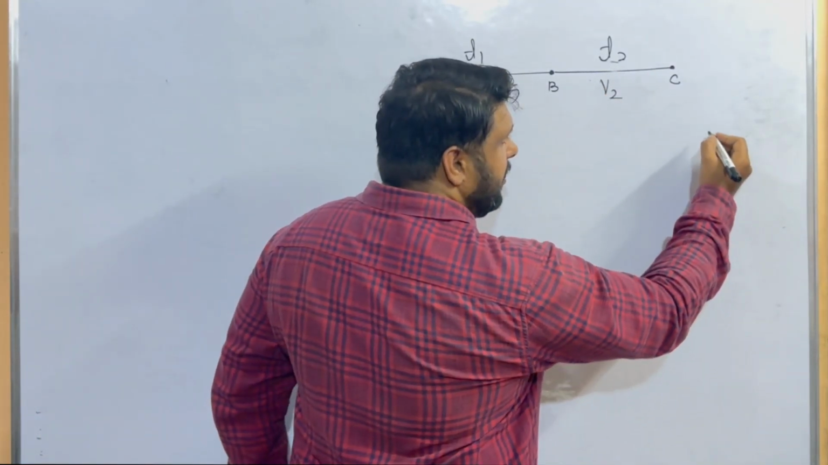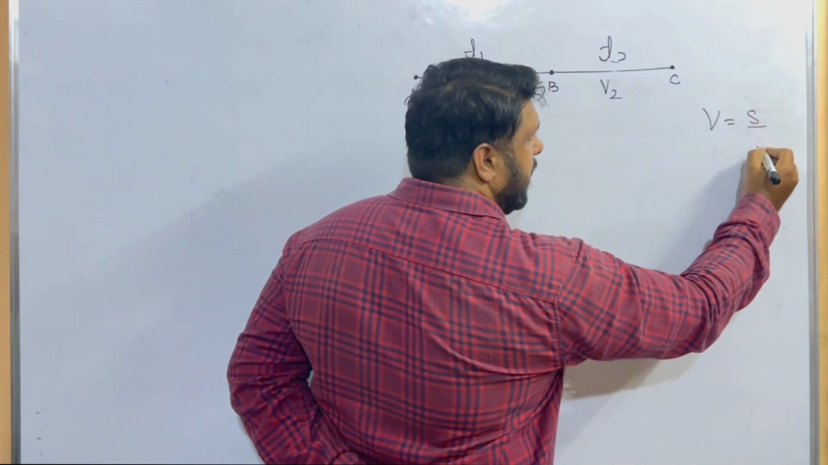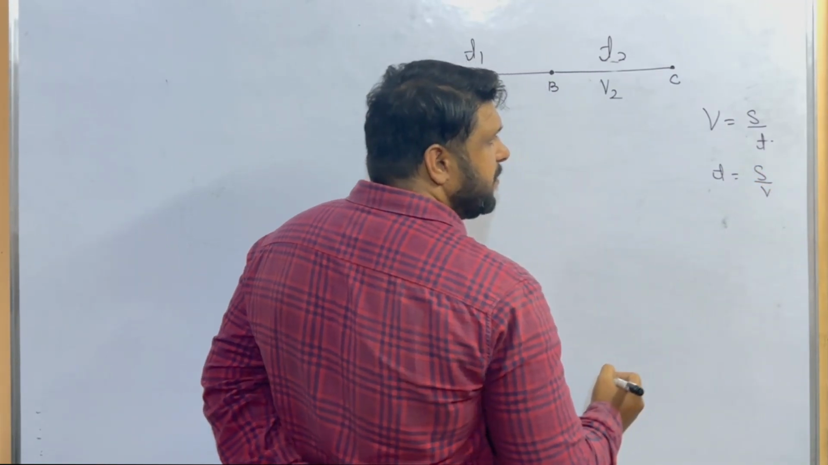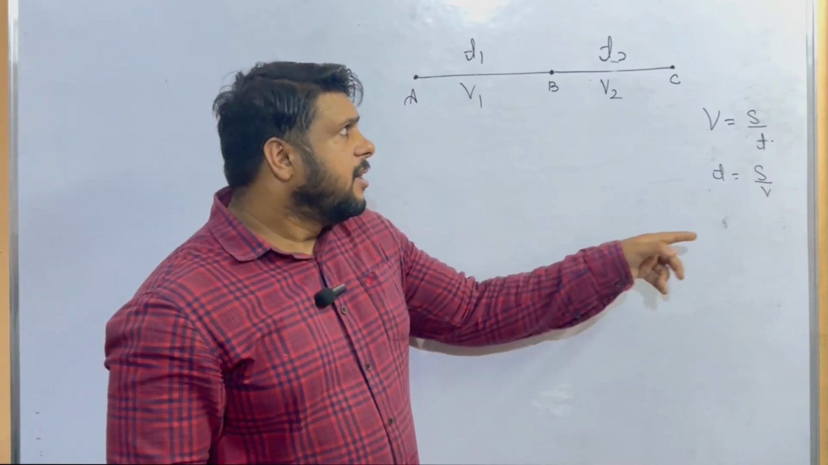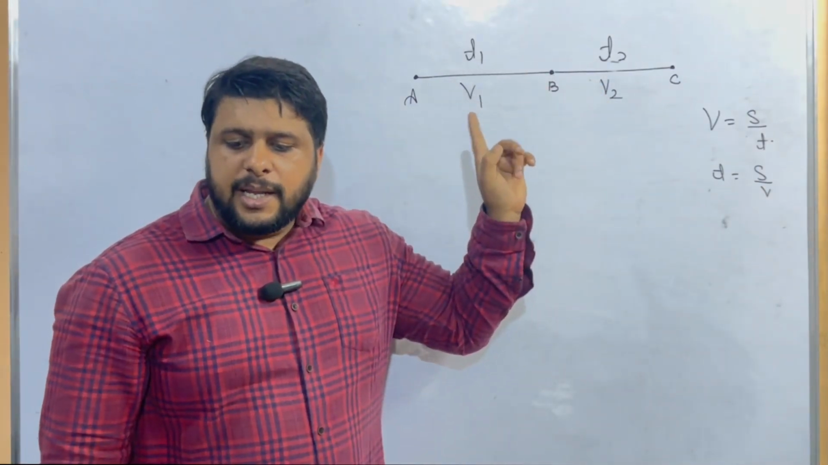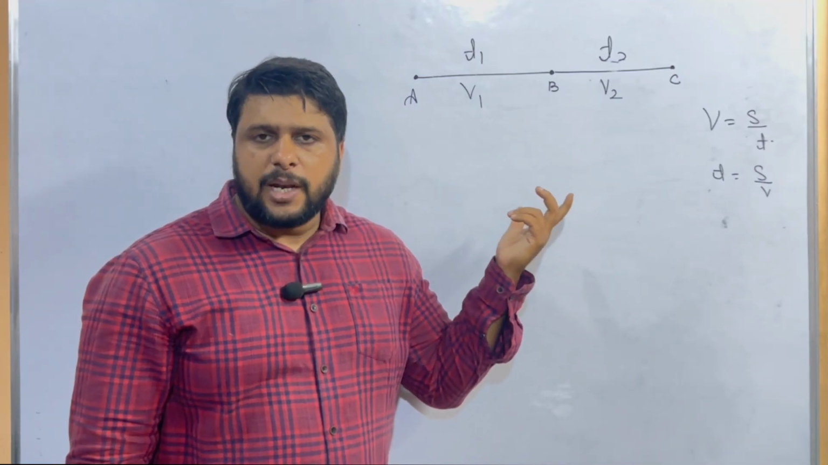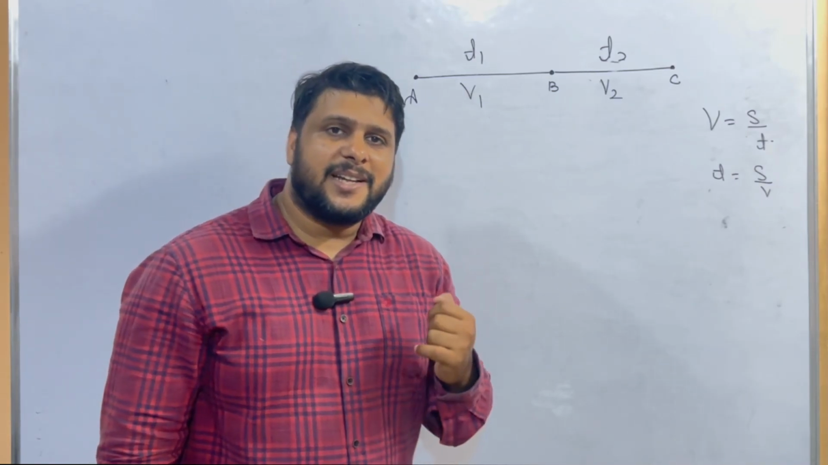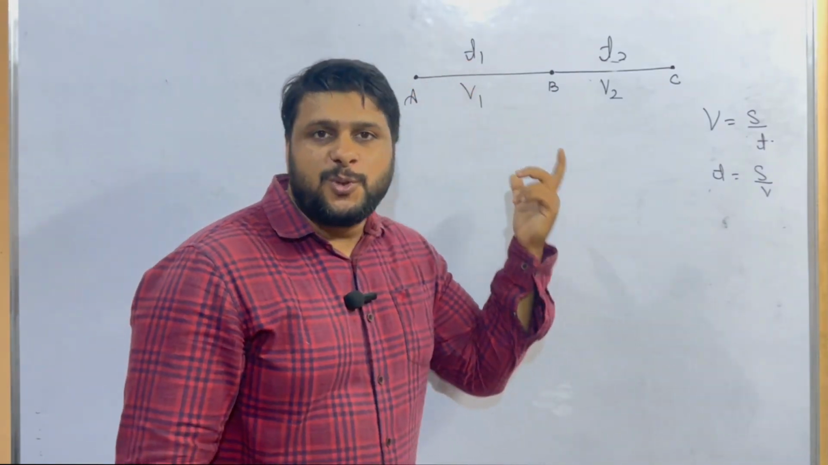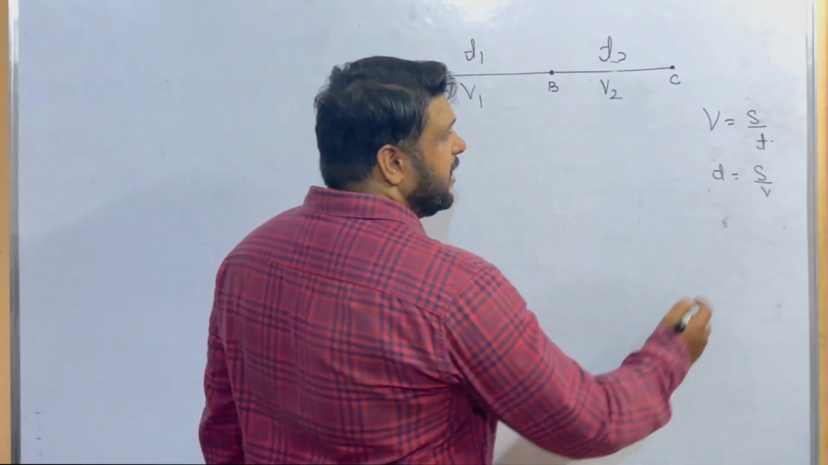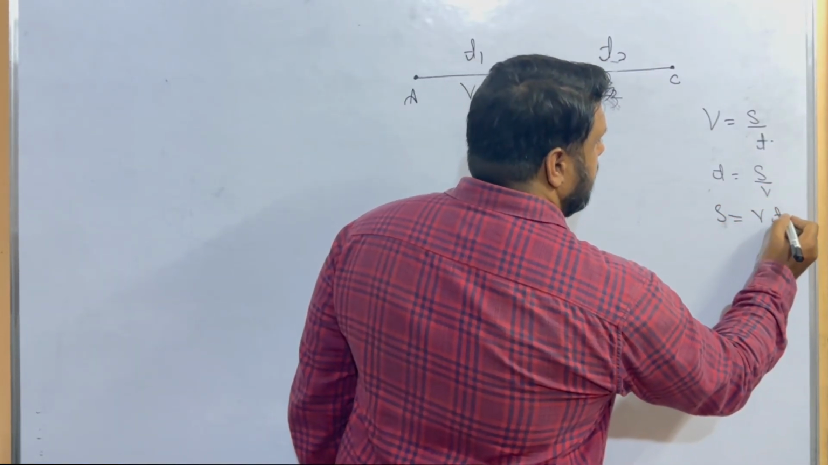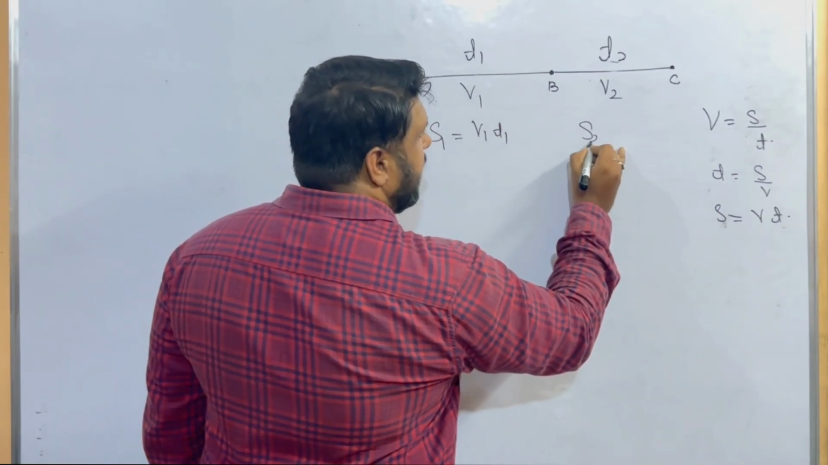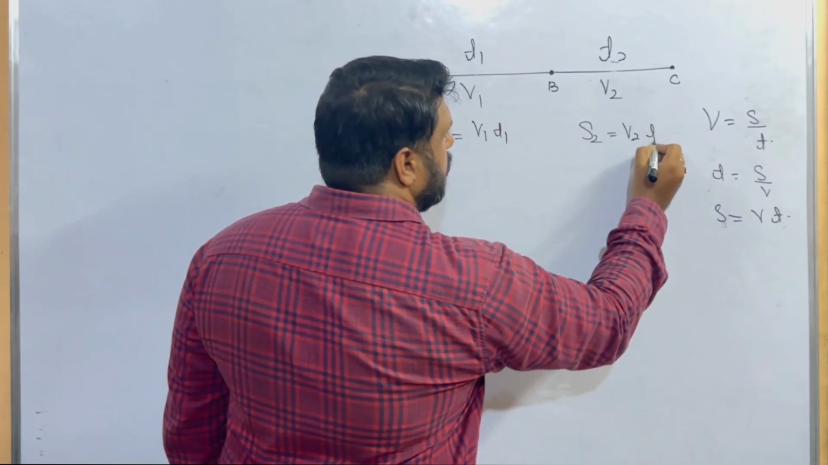Similarly, I have told you V is equal to S by T, and time is equal to S by V. But we already have time here, T1 plus T2, so we do not have to calculate it. What we need to calculate is distance. Though I am writing it upwards, do not get confused here. We have to find distance, so S is equal to Vt. Here S1 is equal to V1 T1 and S2 is equal to V2 T2.